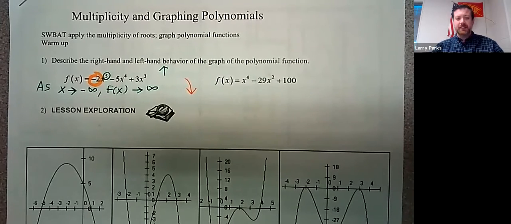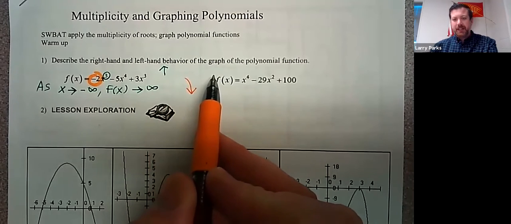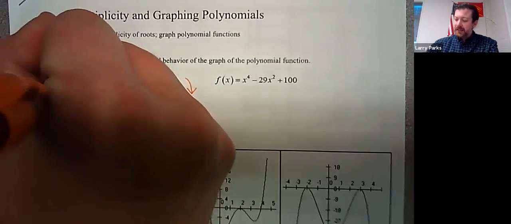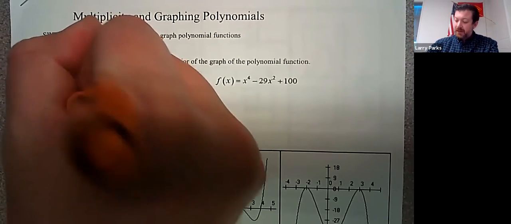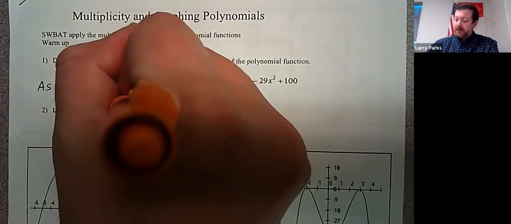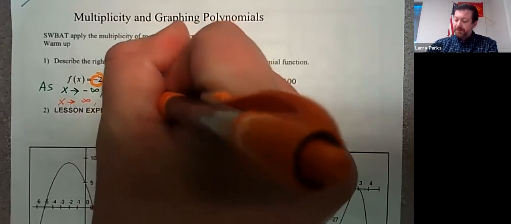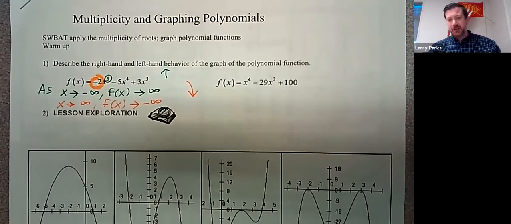And then for the other one, I would say as we go to the right forever, that'd be positive infinity. It goes down forever, that'd be negative infinity. So as x goes to the right, the function goes down forever. And then it does stuff in the middle. We call those possible turning points.